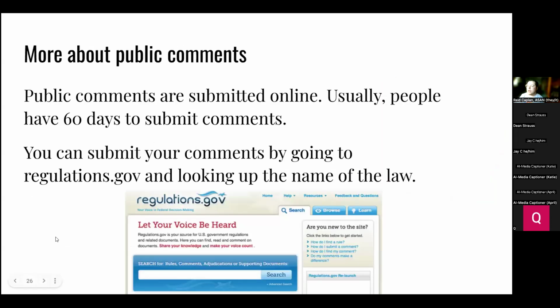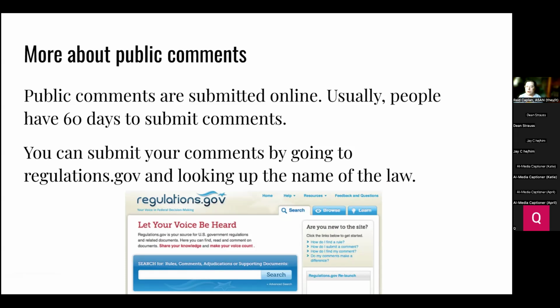And so public comments are submitted online. For the US government, it's at regulations.gov. And I think every state also has their own variation of this website. And as I mentioned, some states will call them rules, some states call them regulations. So you might have to look up both keywords to find out information for your area. But you can go directly to these websites and look up the name or number of the law.